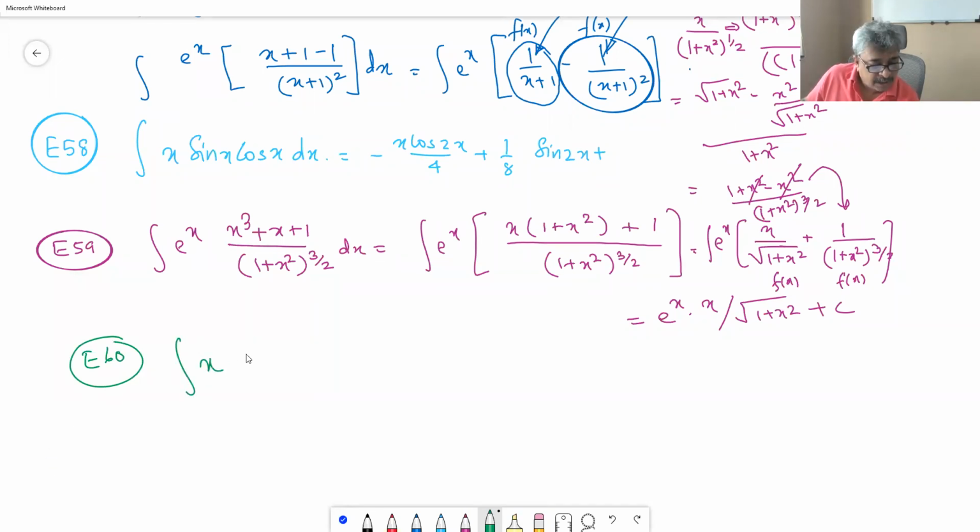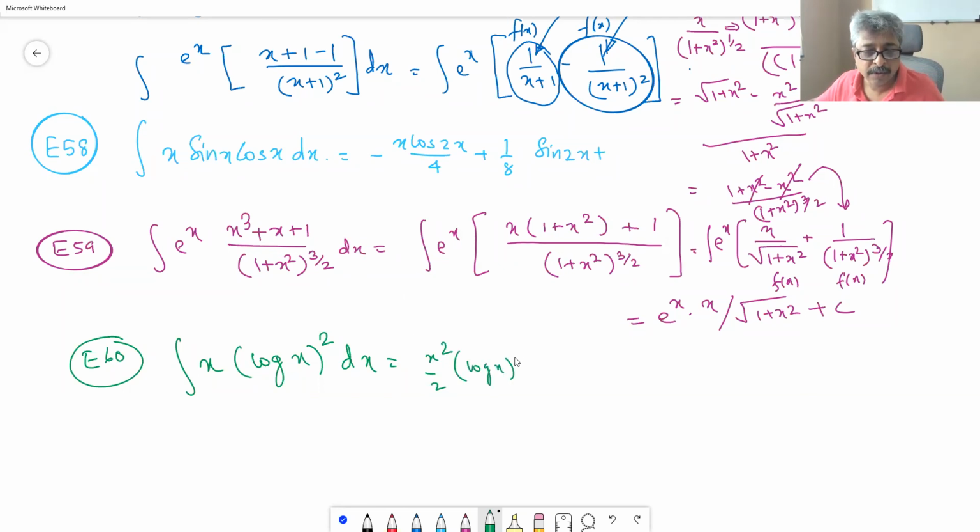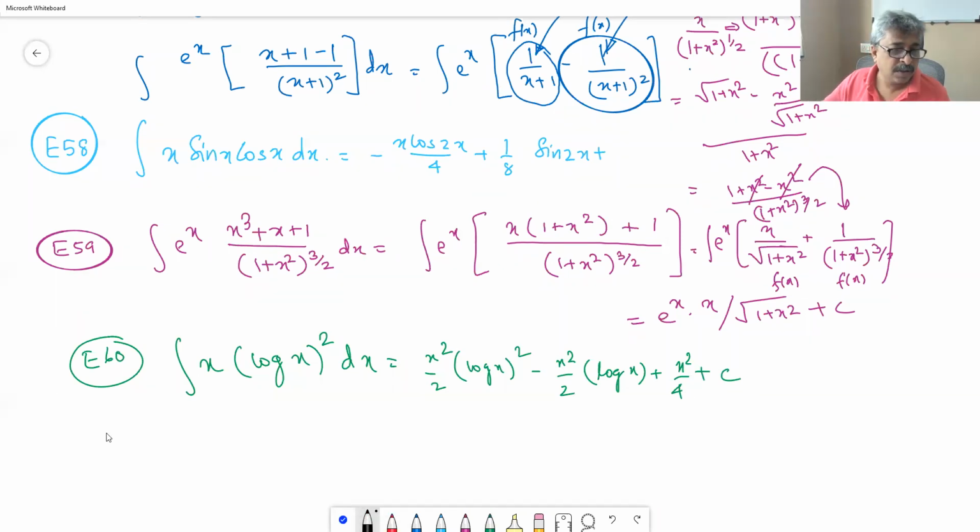E60 is integral x log x square dx. Answer is x square by 2 log x square minus x square by 2 log x plus x square by 4 plus c. E61.